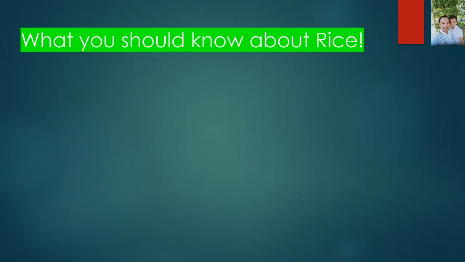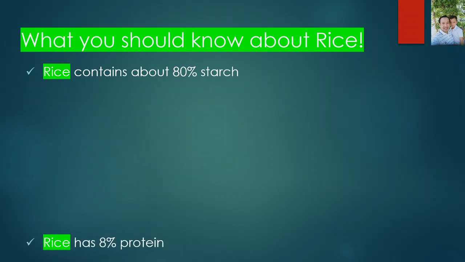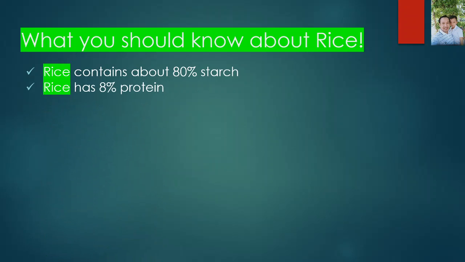So, what should you know about rice? The first one, rice contains about 80% starch. And the next one, rice has 8% protein. And the next one, rice has 12% water.